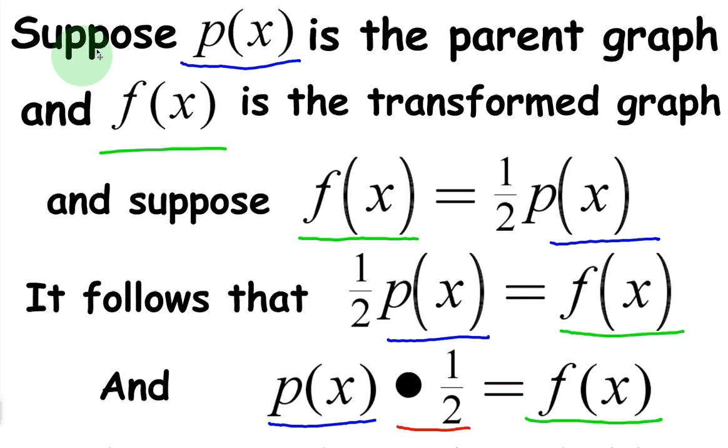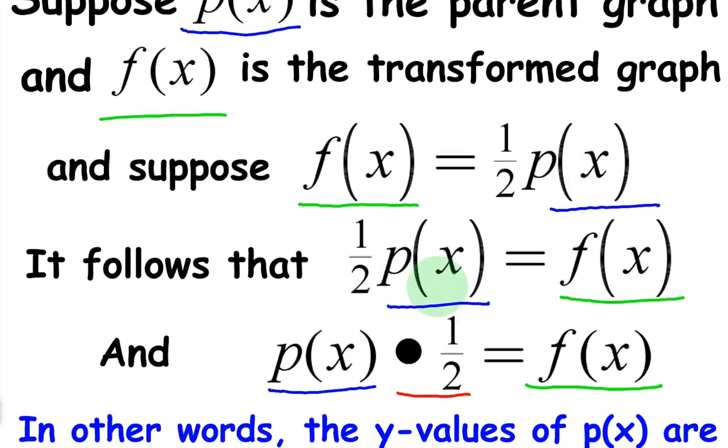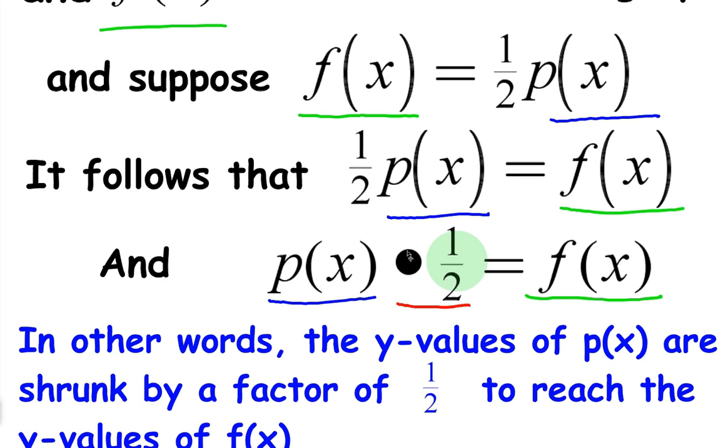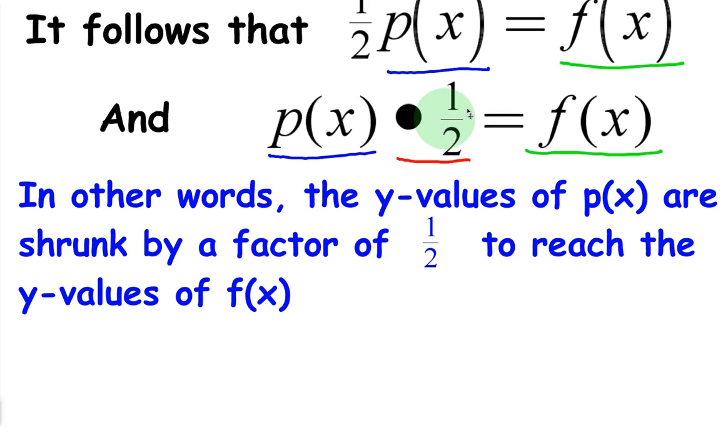The proof for this is very simple. So suppose f of x is equal to 1/2 p of x. For example, f of x equals 1/2 x squared, where p of x is x squared. You're just going to flip the equation, and ultimately to find the y values for f, just take the original p of x values and multiply by 1/2. In other words, the y values of p of x are shrunk by a factor of 1/2 to reach the y values of f of x.